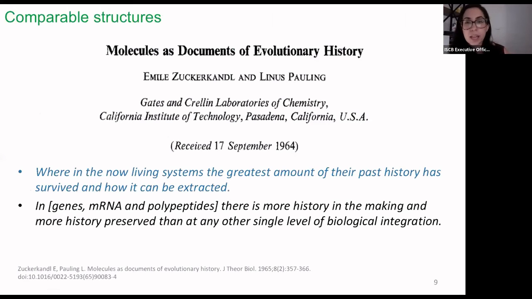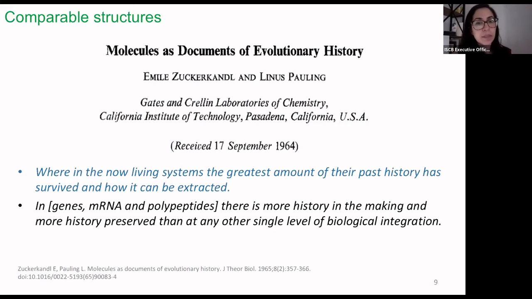And they were not alone in thinking about how to compare all types of living beings. This is a paper from 1964 where Emil Zuckerkandl and Linus Pauling are asking exactly the same question. They are asking where in the now living system the greatest amount of past history has survived and how it can be extracted.